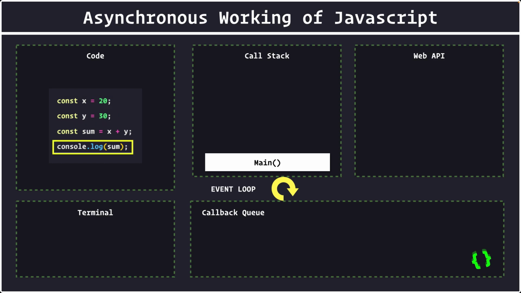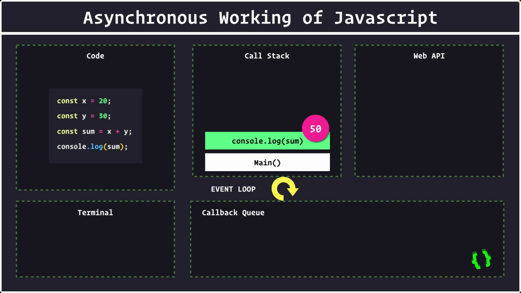Now console.log is indeed a function. Remember, I told you that each function call gets its own execution context in which the code it has defined is stored and executed. So right here we are going to get console.log pushed onto the call stack. Now we have the main function and we have console.log. Once console.log is pushed onto the call stack, it is going to run and we are going to see the value show up in the console. We would get the sum of 50 printing in the terminal.